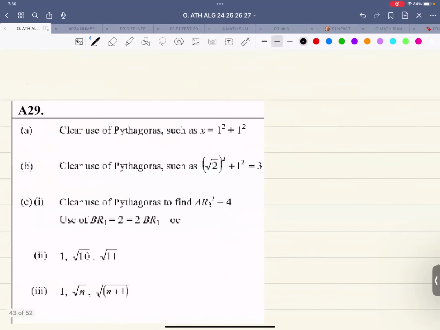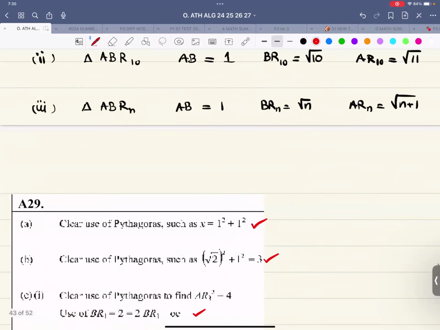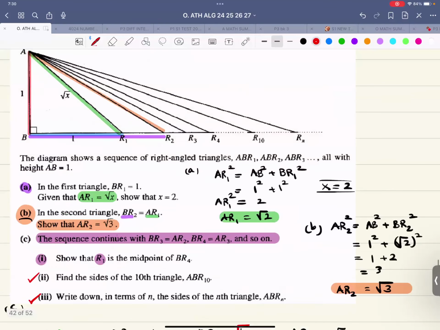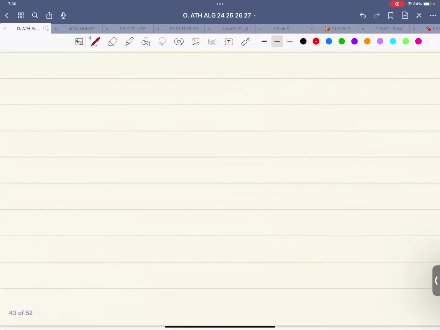Let's double check. So that was the basic thing. This was known, this is the half thing. This is 1, root 10, root 11. This is 1, root n, root n plus 1. And that is how this particular question is done and dusted. So a very classic question.